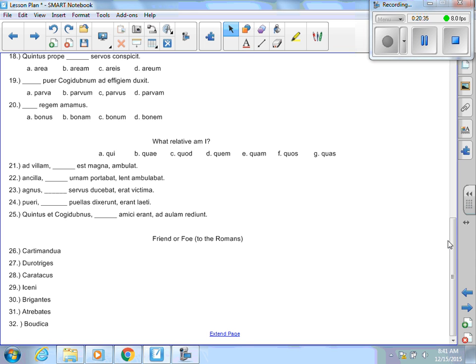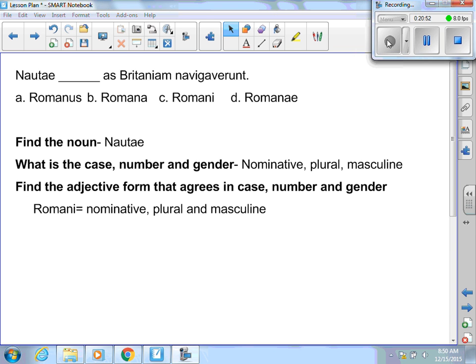Friend or foe to the Romans, make sure that you're aware of this. We've already gone over those. This is part of your pre-guide. I just want to make sure that you're good with those. The biggest concern that I have for you guys taking this test is the agreement of adjectives and the agreement of pronouns. So this is a rundown of how I would go through selecting the proper answer for adjectives and pronouns.